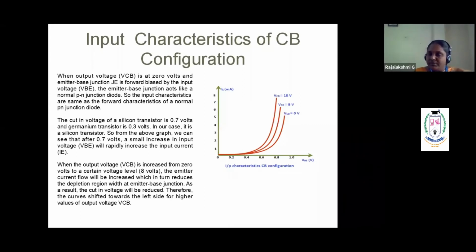But one more thing we have to see here: when VCB is equal to 0 volts, you can look at the curve where it is. When VCB is equal to 8 volts, look at the curve, it has shifted to the left side. And again, when VCB is higher than that, again the curve has shifted. So keep this in your mind. I'll be teaching why the curve shifts even though it is a reverse bias voltage.